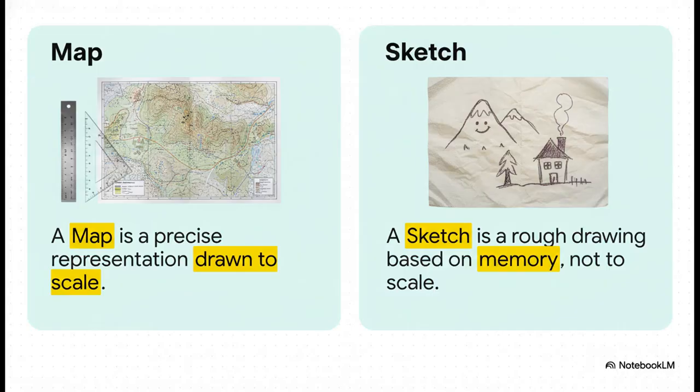And this really gets to the core of what separates a map from, say, a sketch. You know, when your friend draws directions on a napkin for you? That's a sketch. It's based on memory, it's not to scale. A map is a precise scientific document. It is drawn to scale, and it shows you the real, actual distances between places.